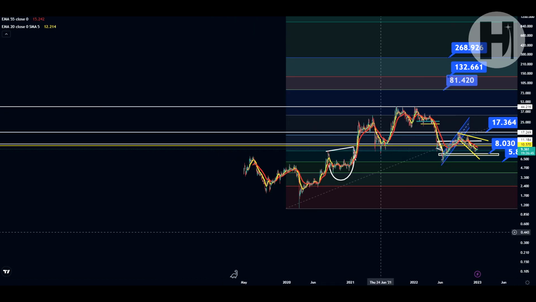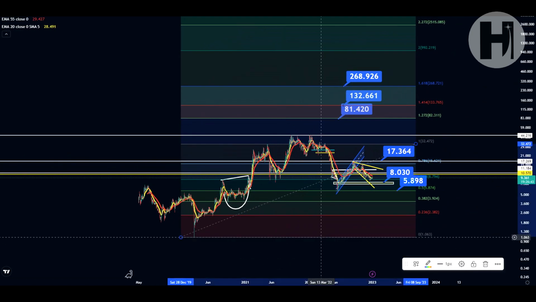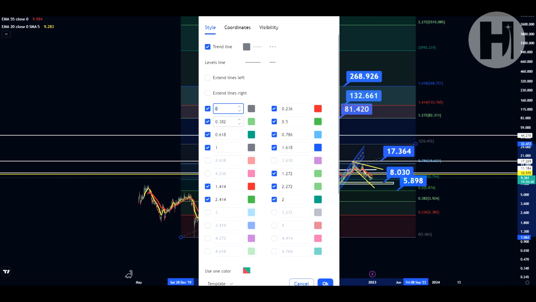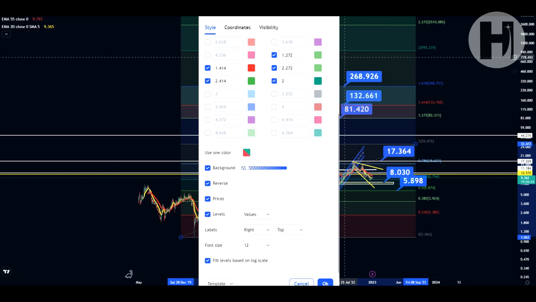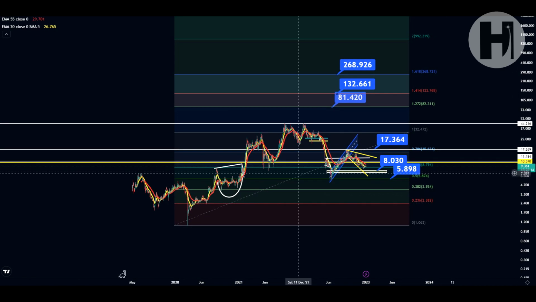And for anyone wondering what the settings are for my Fibonacci retracement, you can just double click your Fibonacci, and these are the settings and the levels that I have. If I scroll down a little bit, as you can see, I have the background somewhat transparent, and I have the values set to the right side. Make sure the Fibonacci is based on log scale, and I also have it in reverse. Okay, so that's how I have my Fibonacci set up.